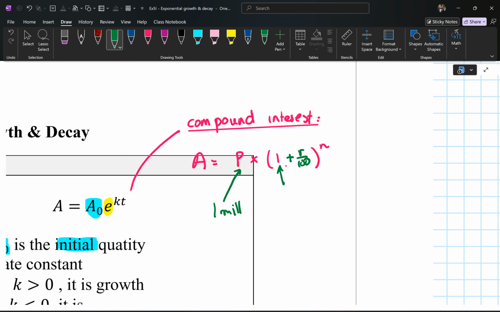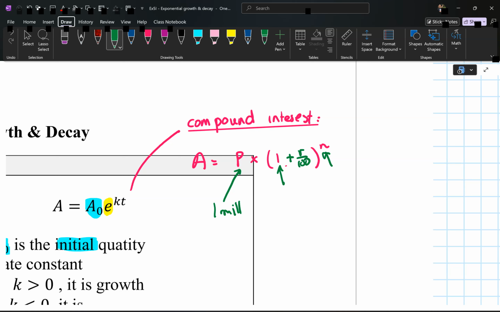And then obviously we haven't talked about how often they compound this, meaning how often do they charge you interest? Is it after every single day? Every single hour? Every week, every month? This here just summarizes how many years you want, but it doesn't tell you how many times they do it.